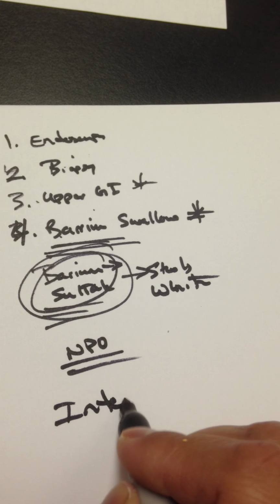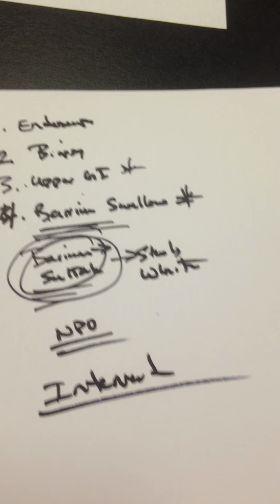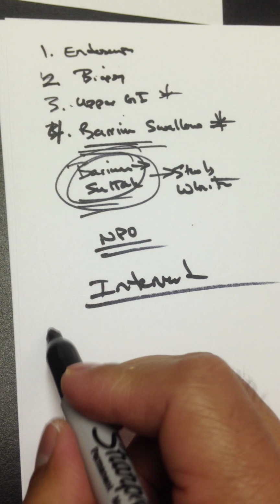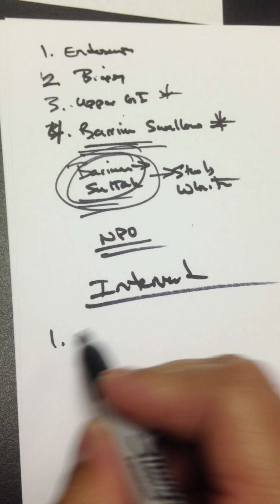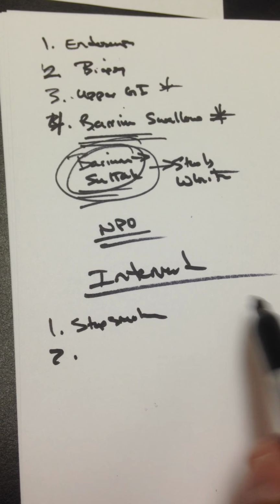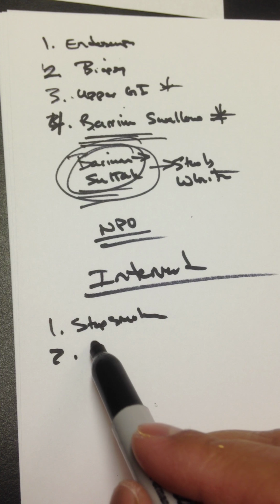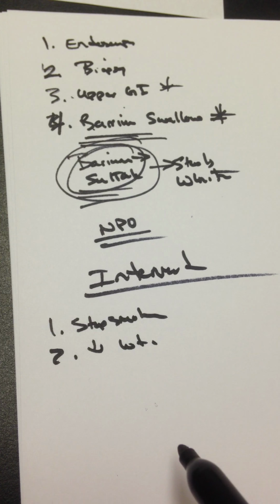Interventions. If they smoke, you want to tell them to stop smoking. You want to tell them, if they're obese, you want to tell them to lose some weight.